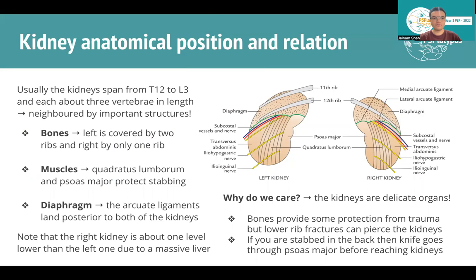With the muscles, so this would be kind of more proximal to the ribs, you'd have the quadratus lumborum, and you'd also have that really thick, massive psoas major muscle. And the point of those is to try and protect against stabbing, which I'll talk about in just a second. And then finally, just above the kidneys, you will have the diaphragm.